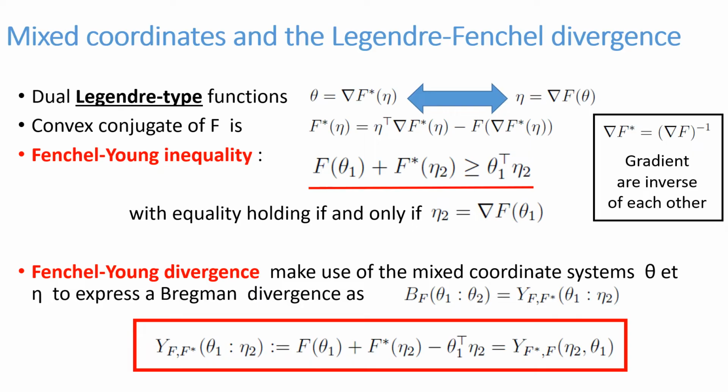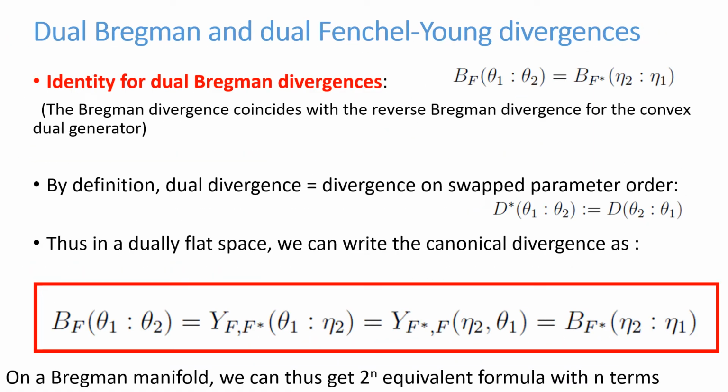For Legendre-type functions, there is a one-to-one mapping of primal to dual parameters, and the gradients of the convex conjugates f of θ and f star of eta are functional inverses of each other. Thus, by using a combination of primal θ and dual eta parameters, we end up with the following identities of a Bregman divergence. First, we can express a Bregman divergence as an equivalent dual Bregman divergence on swapped parameter order. Then, by using the equivalence between the Bregman divergence and the Fenchel-Young divergences, we get this equality boxed in red here.